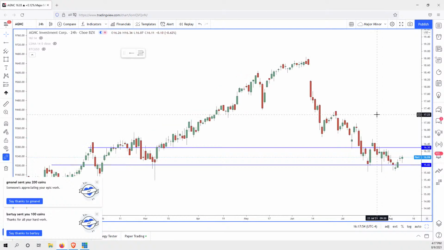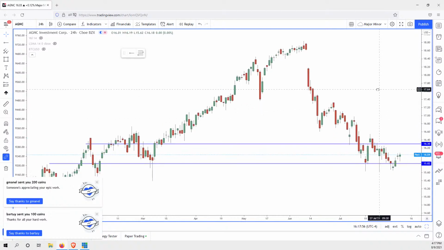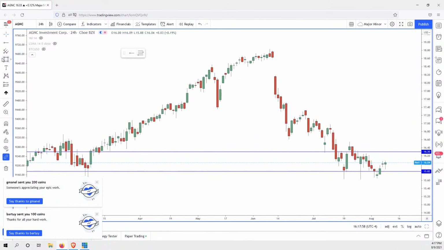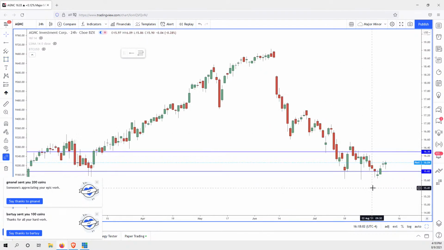Now, let's zoom up a bit and see what the more recent price action is telling us. So we have a double bottom in place right here. That's good. That's what you want to see here. What price level is that?